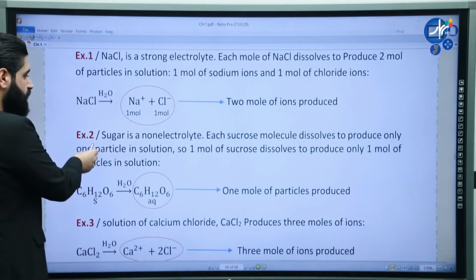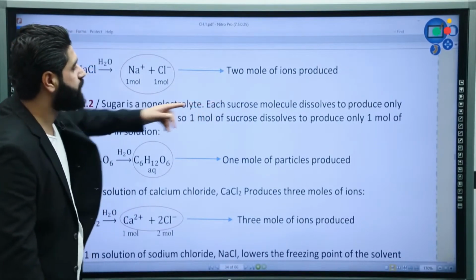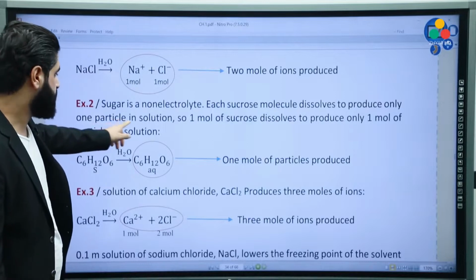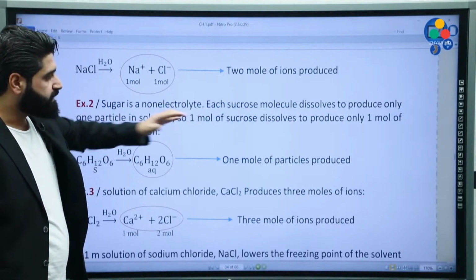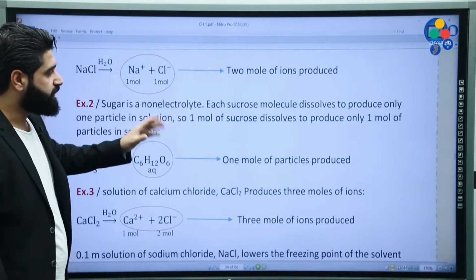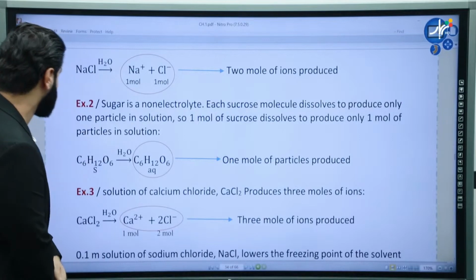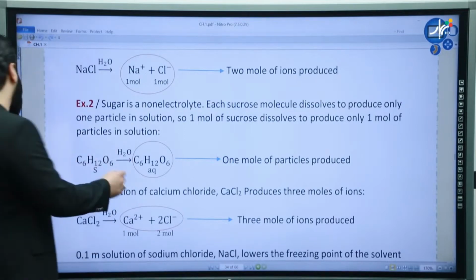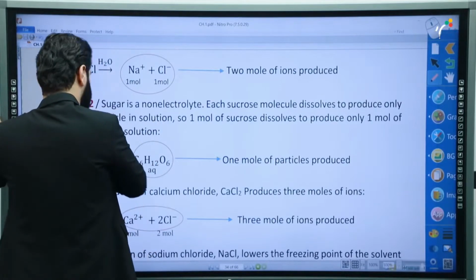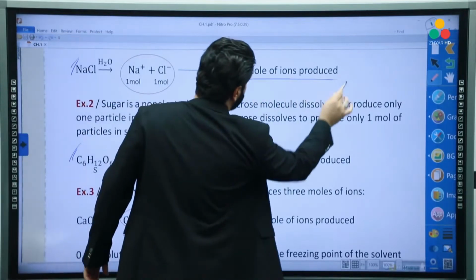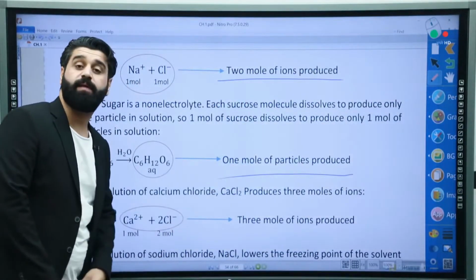Okay? Look, sugar is not an electrolyte. Each sucrose molecule dissolves to produce only 1 particle in a solution. So 1 mole of sucrose dissolves to produce only 1 mole of particles in a solution. So now what will happen if we compare NaCl to sugar? Here we have 1 mole of particles, here we have 2 moles of particles, here we have 1 mole of particles.